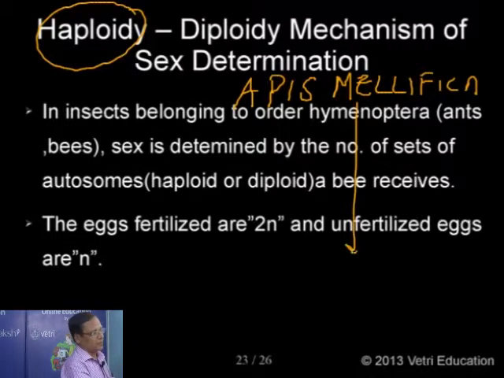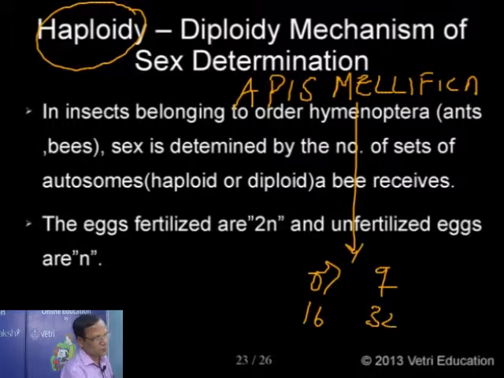Here the males have 16 chromosomes and the females have 32 chromosomes. That means the diploid individuals develop into females and the haploid individuals develop into males. The development of the female is by means of biparental sexual reproduction, whereas the development of the male is by means of parthenogenesis. So in Apis mellifica, there are 16 in male and 32 in female: a haploid set for male and a diploid set for female.